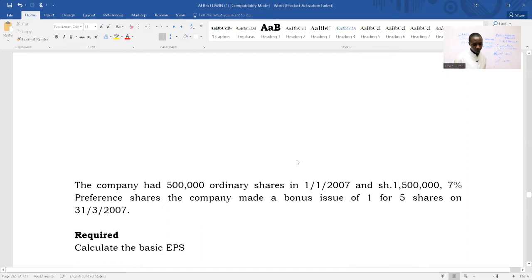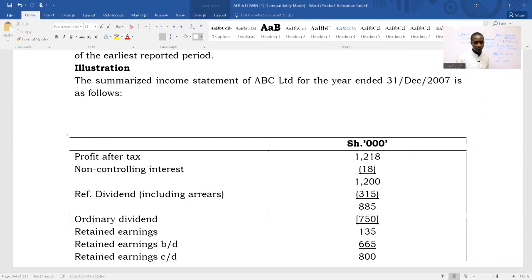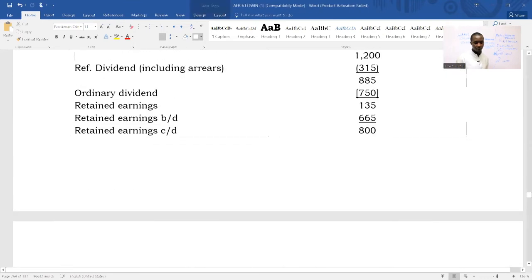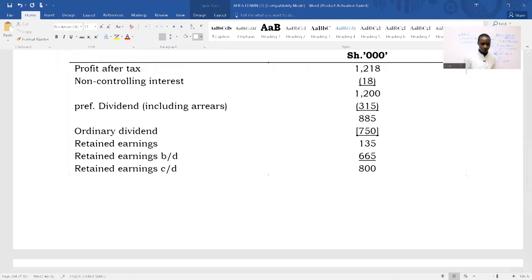So there's an illustration here which is more direct. The summarized income statement of ABC Limited for the year ended 31st December 2007 is as follows. We have the profit after tax, then deduct what is going to the minority shareholders, that is NCI. We talk about preference dividends, which they have deducted there. We talk about ordinary dividends, where the retained earnings brought down is added, and the retained earnings balance carried down.